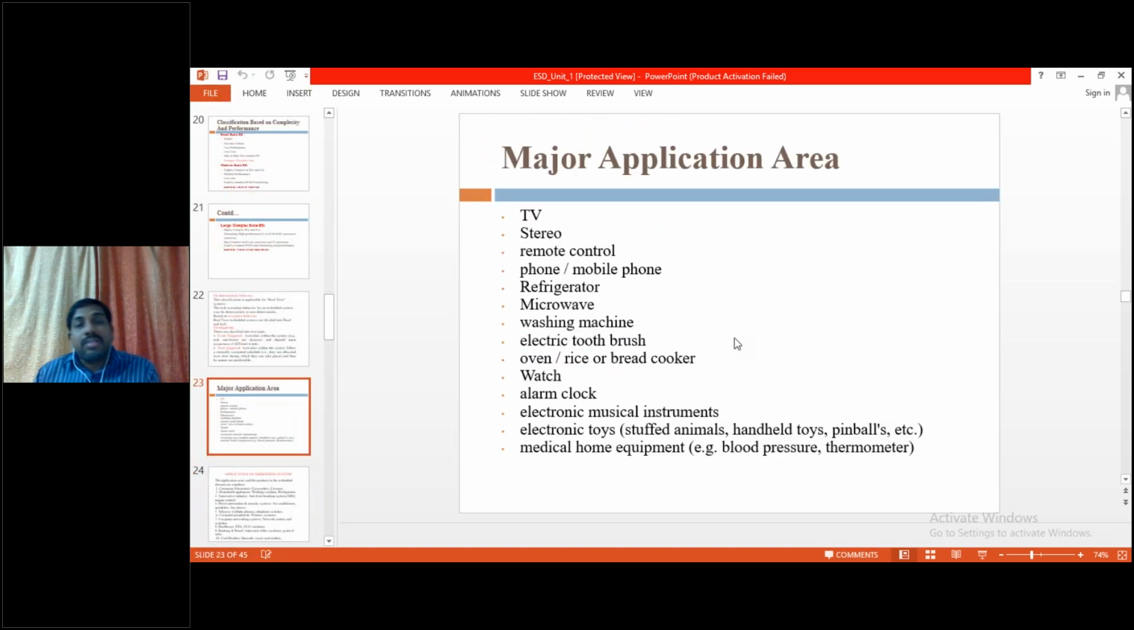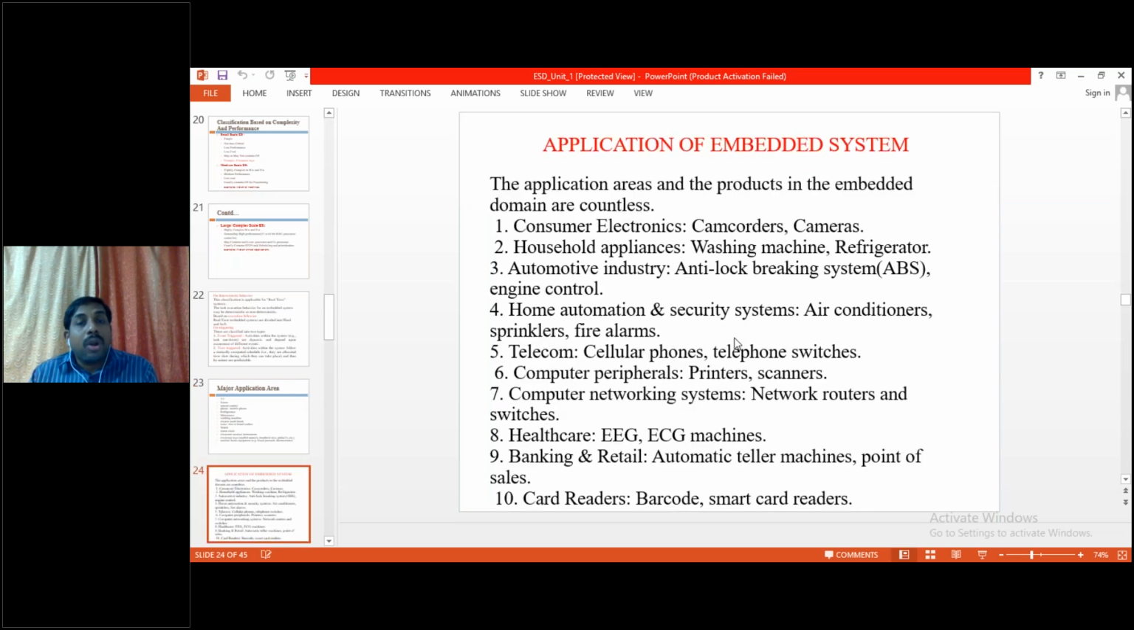So these are the various application areas. Based upon the products in each area, they are classified into consumer electronics, household appliances, automotive industry, home automation and security, telecom, computer peripherals, computer networking systems, healthcare systems, banking and retail, and card readers.